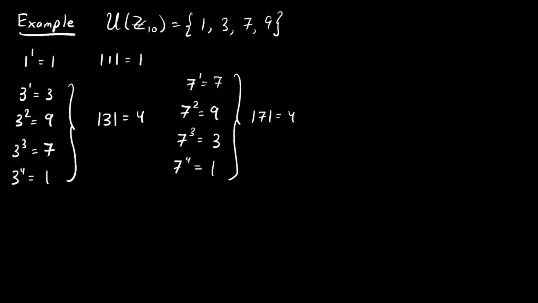Okay, and then finally we can repeat this for 9. I notice that 9 to the 1 is 9. So that's not the identity. But I know that 9 squared is 81, and 81 mod 10 is 1. So I see that the order of 9 is equal to 2. So 9 is an element of order 2. Okay, and again, I'm always looking for the smallest power of my element that gets me back to my identity. In this case, our identity is 1. So I'm asking what's the smallest power of my element that gets me back to 1.